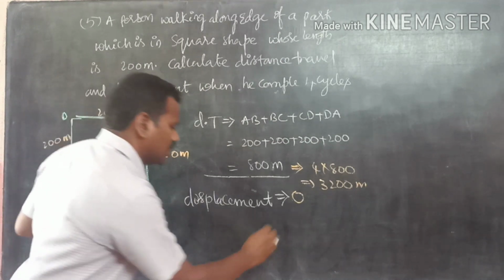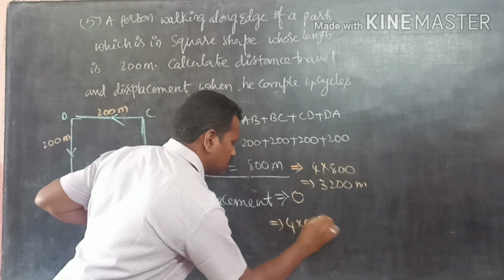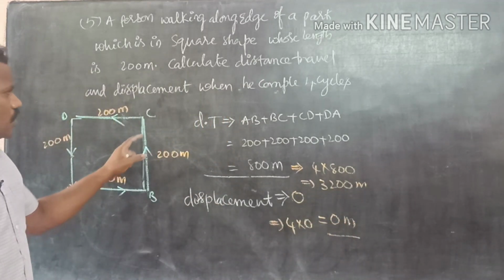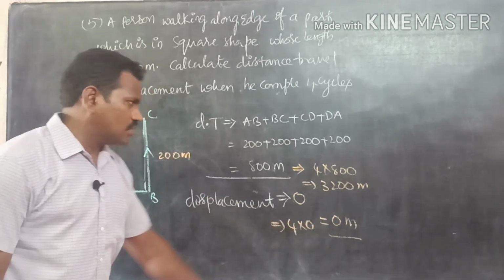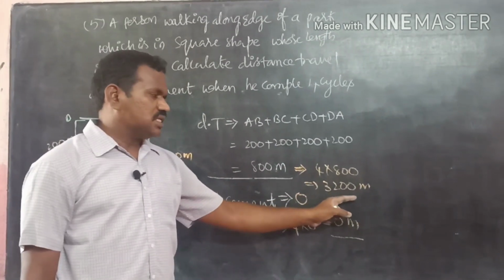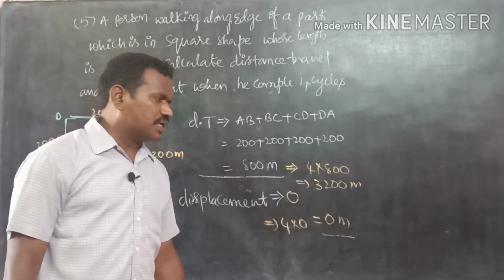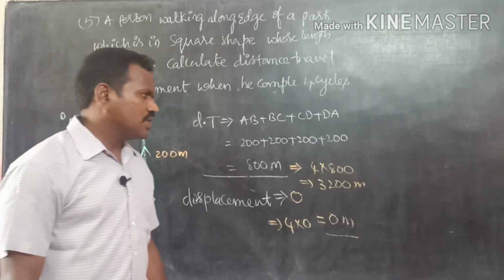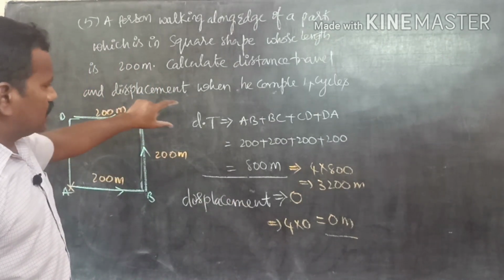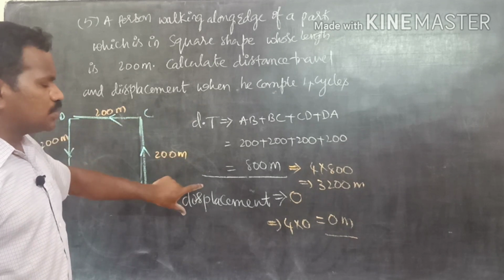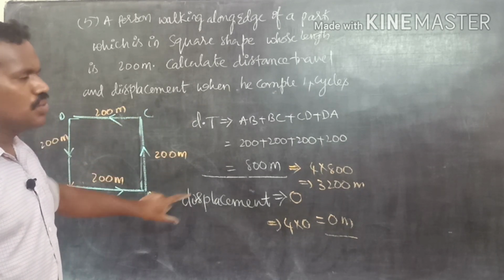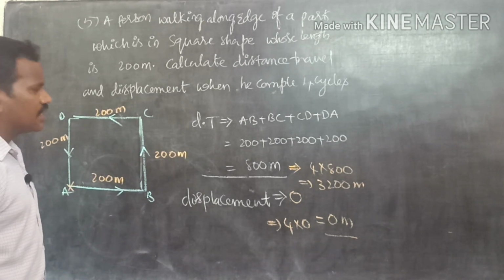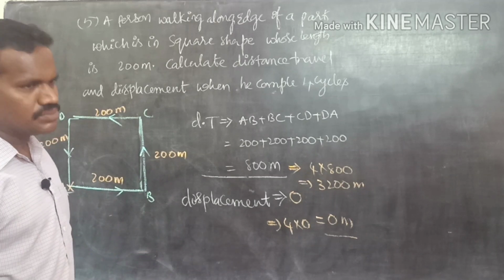Then what is the displacement? That is 4 into 0, that is 0 meters. So in this case the total displacement is 0 and the distance traveled is 3200 meters, which is approximately 3.2 kilometers. That means we should understand that displacement becomes 0 when the initial point and terminal point become the same. Distance traveled should not become 0.